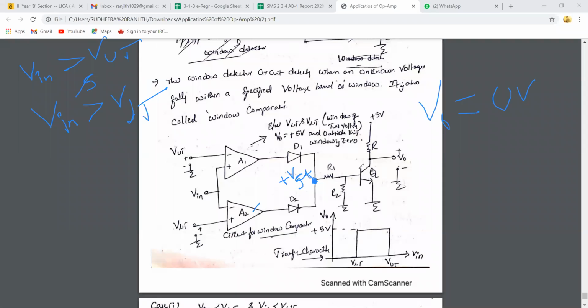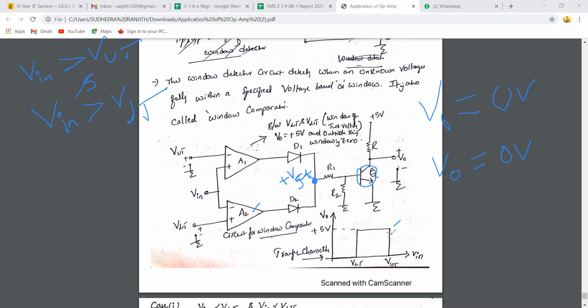Then what about the state of this transistor? It goes into saturation. Saturation means on state. Then what about V0 in this case, the second case? What about V0 when it is on state? 0, sir. Right, it is 0 volts. It is again 0 volts.